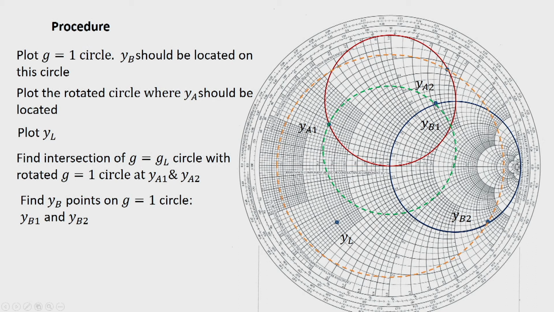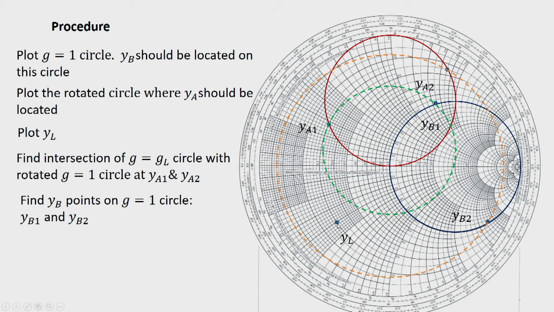So, we can see that at this point y_B1 is having a value 1 plus jb in that form, and we can find out the corresponding stub length that will compensate for the imaginary part. Similarly, here at the y_A1 point, we have the real part to be g_L and the imaginary part has a value.